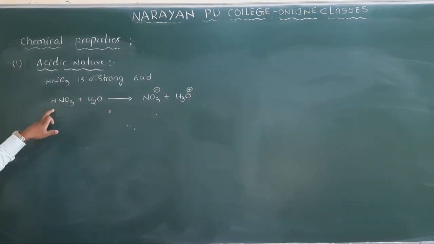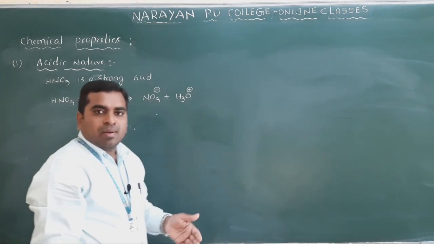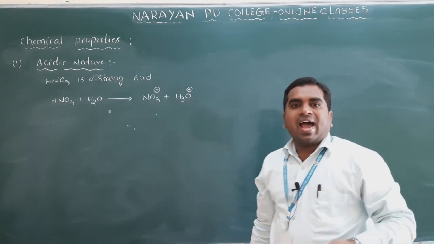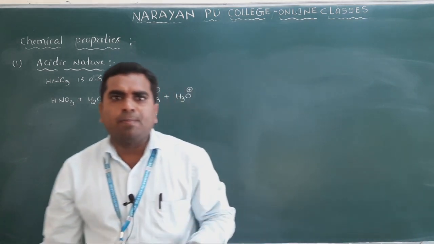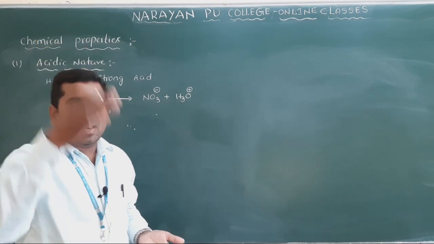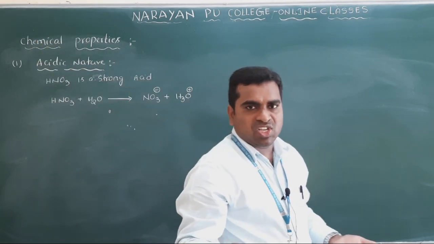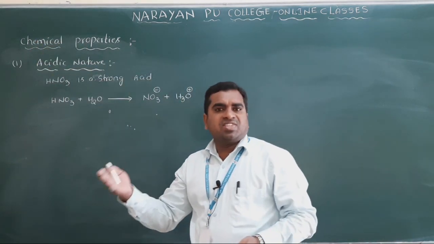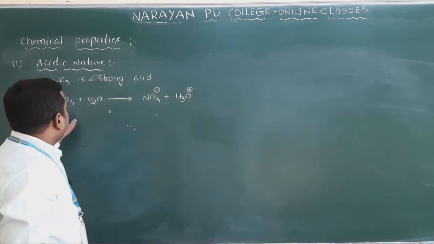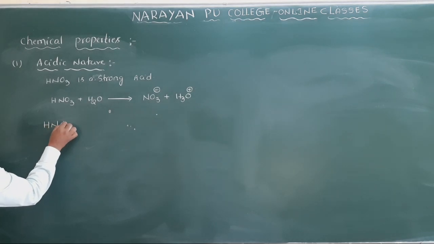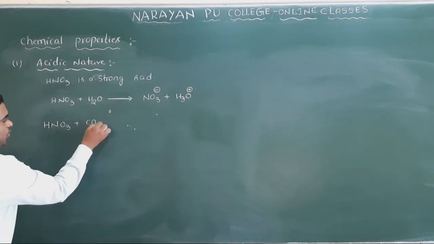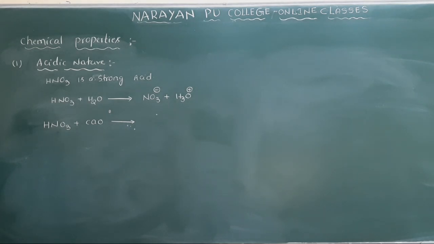So being an acid, it will react with metal oxides, metal hydroxides, carbonates and bicarbonates, because those are all basic. You know that all metal oxides are basic in nature. Non-metal oxides are mainly acidic in nature. So that's why, being an acid, it will react with some bases, like if you take calcium oxide. Clear?